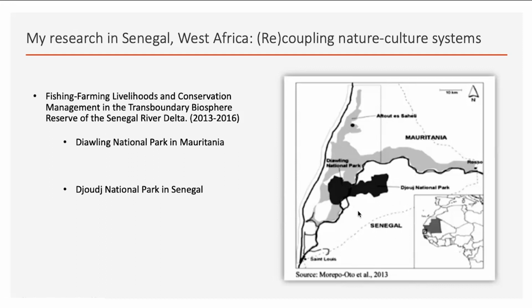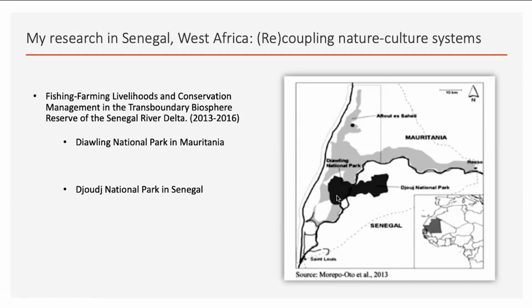Djoudj is in Senegal. Right around here, there are so many agribusinesses that are expanding and are literally draining their pesticide in the park, in the waters. But these are places that are completely devoid of people, right? These people are all displaced. Diawling is very, very different.